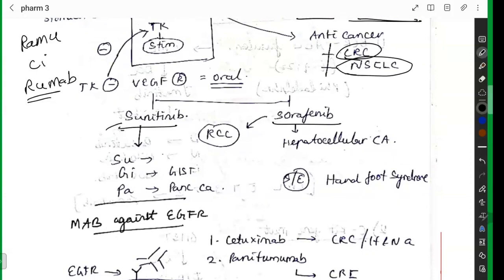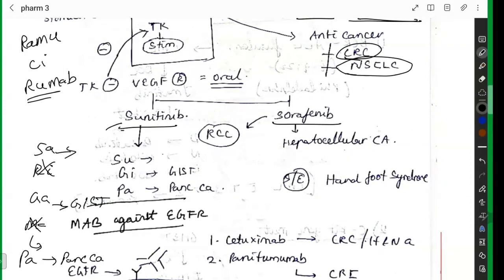Sunitinib: S stands for Sa, Re, Ga, Ma. We read it like Sa Ri Ga Ma, right? So Sa is nothing but your sunitinib. Sunitinib is used in GIST, gastrointestinal stromal tumors, and Pa. So let's remove Ma and Re. Sa is going to be sunitinib, Ga is going to be GIST, and Pa is your pancreatic cancer.